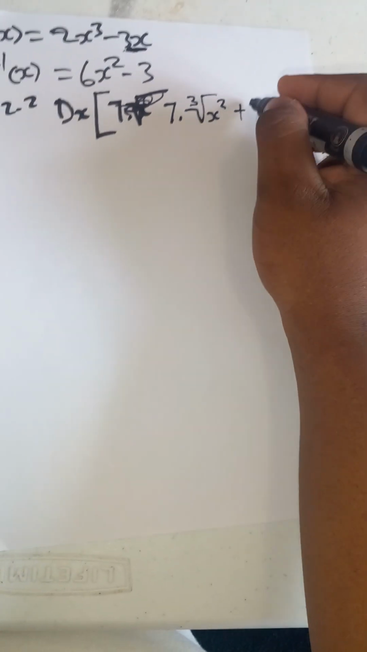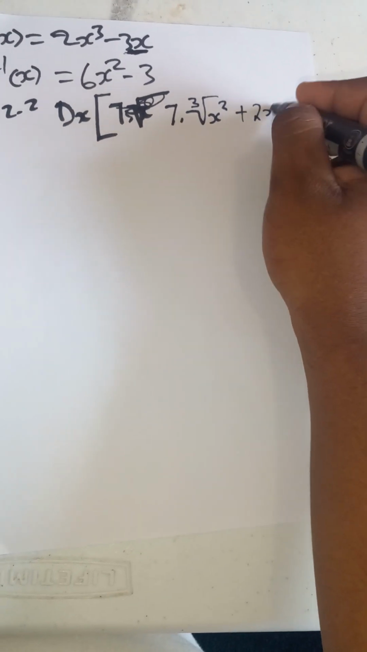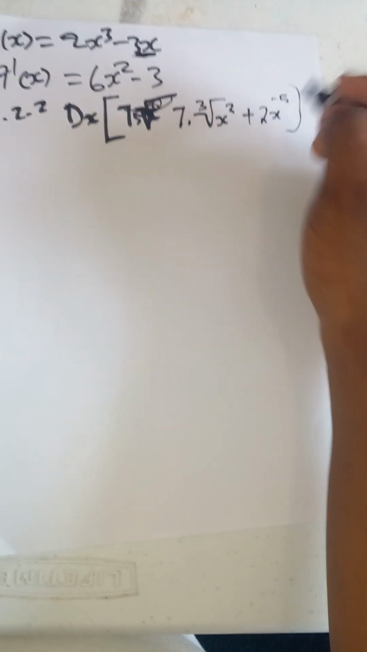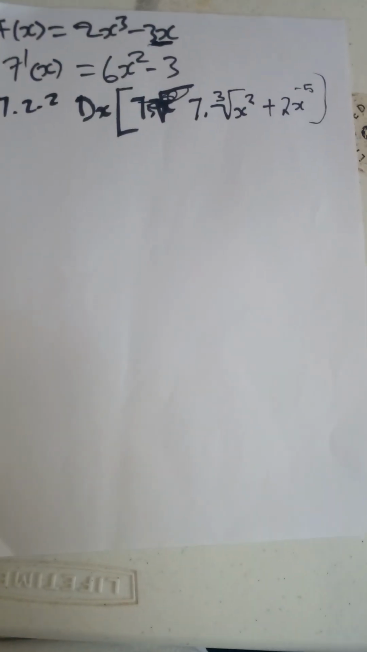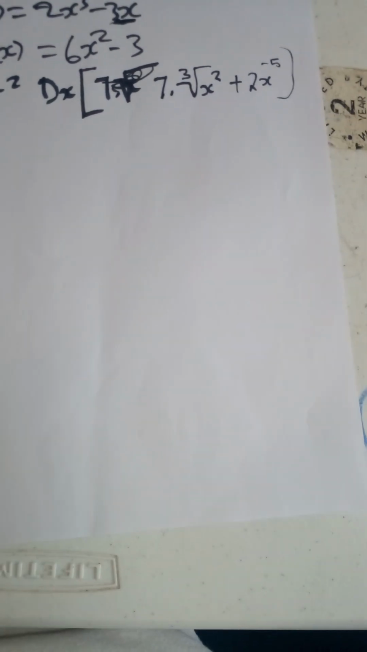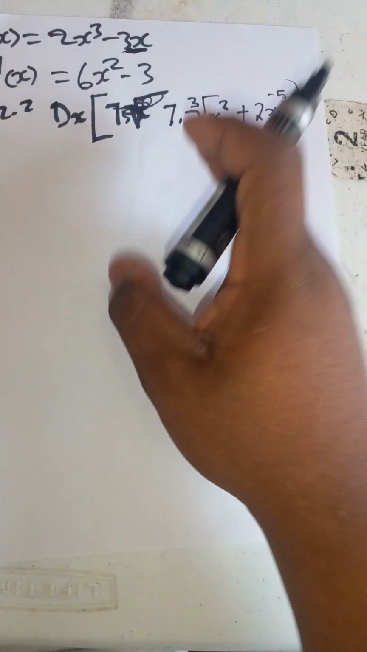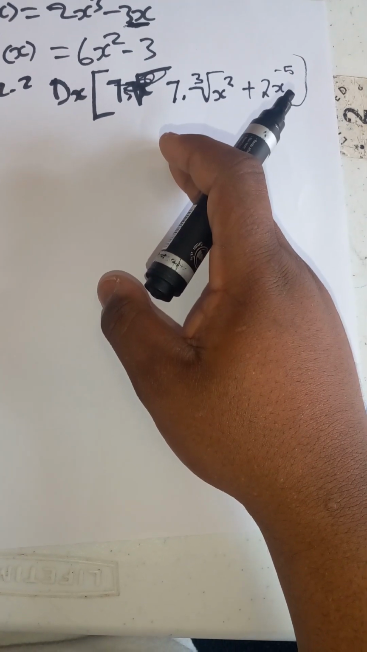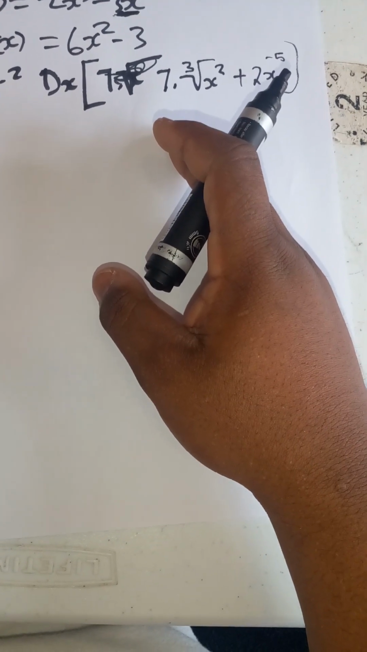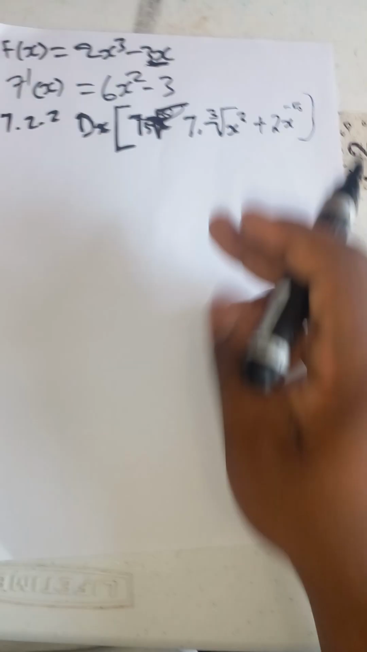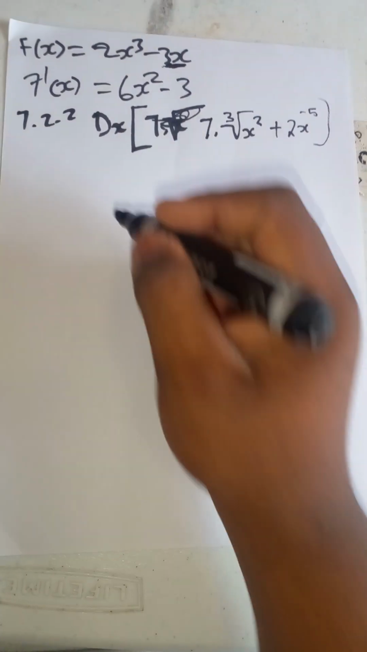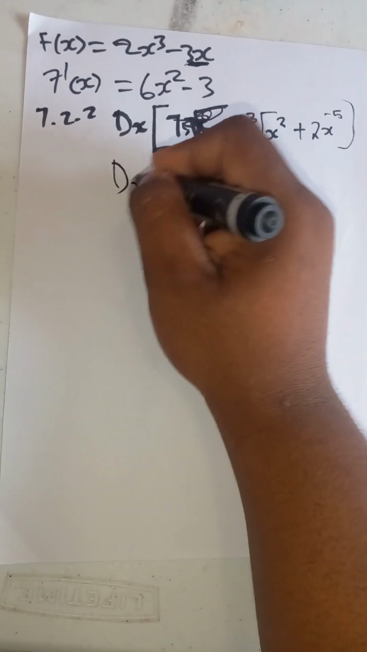And then plus 2x to the power of minus 5. Now check something. I told you that with such a question, you fix your sets, you fix your fractions, each and everything inside the bracket. So now we are going to continue and write it as it is, dx.